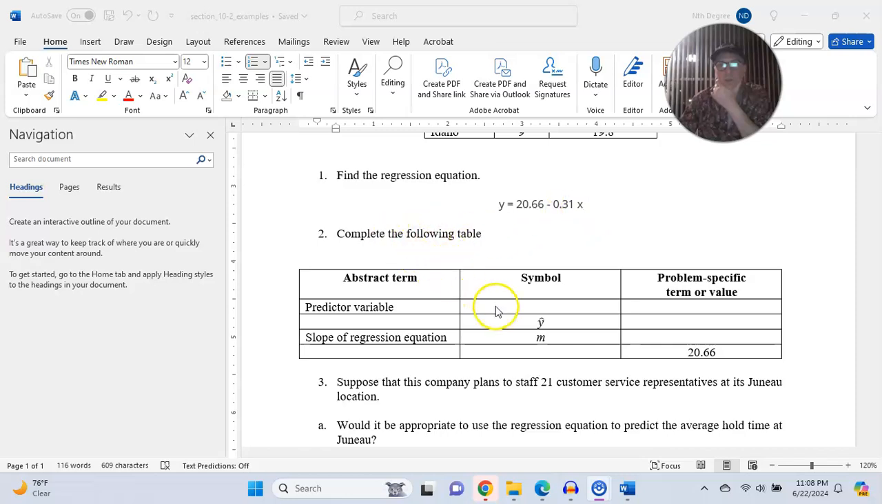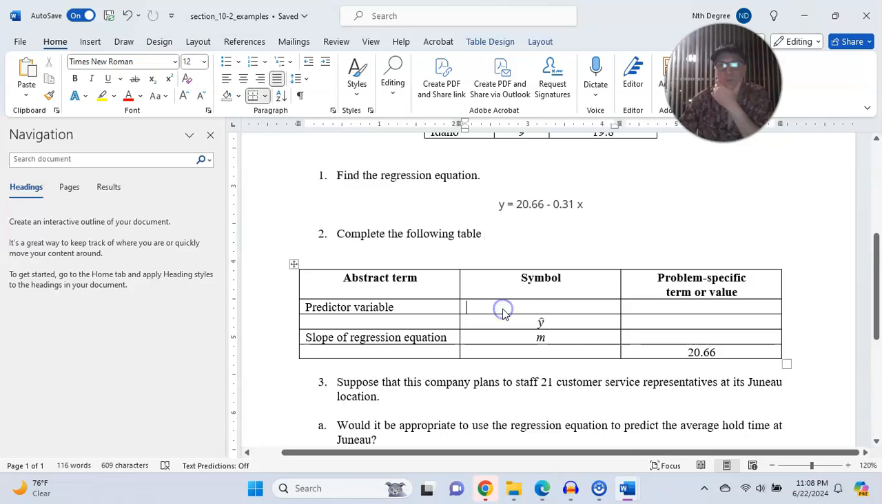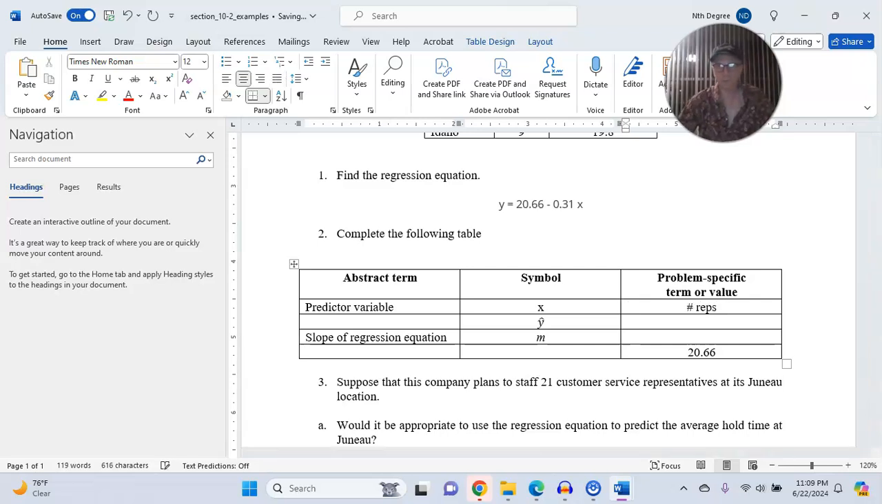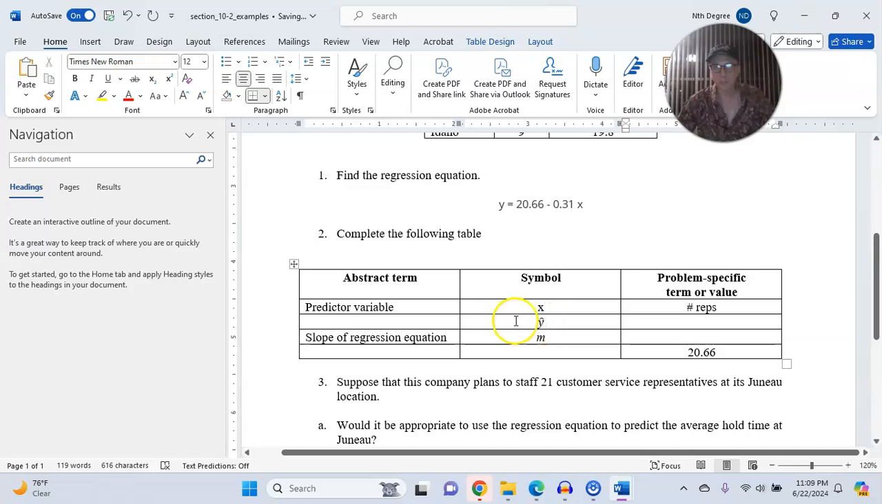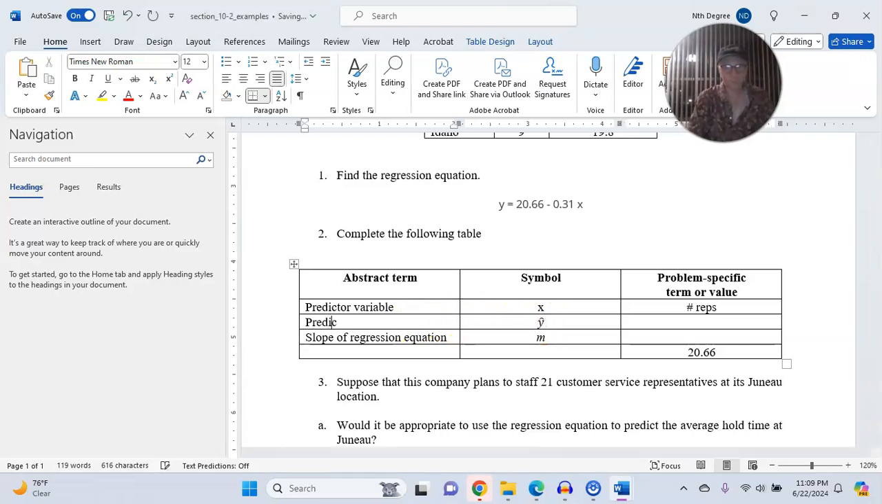Let's complete the following table. We've talked through most of this already. So the predictor variable has the symbol of x, and the problem-specific term or value here is the number of representatives. The symbol y hat is used to symbolize the predicted value of y. In this case, the predicted hold time. That's a function of x.